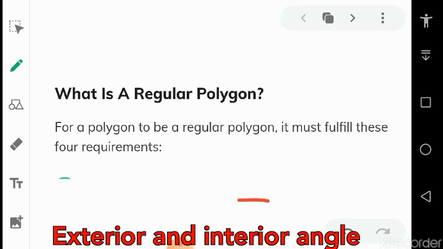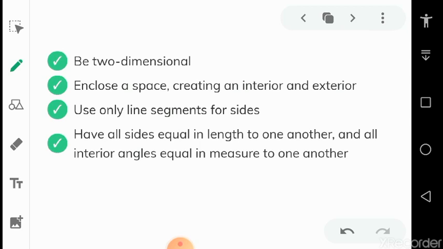Now, as you know, a polygon is a closed figure made by only straight lines. For a polygon to be a regular polygon, it must fulfill these four requirements. So here are a few properties or requirements for a polygon to be a regular polygon. First, be two dimensional, meaning it is a two dimensional shape, not a three dimensional one. And second, enclose a space creating an interior and exterior.